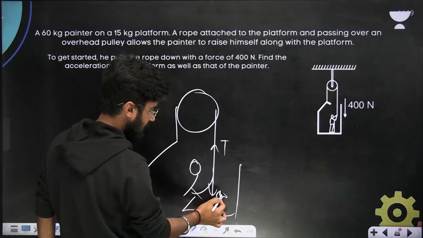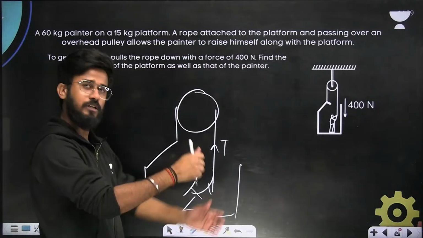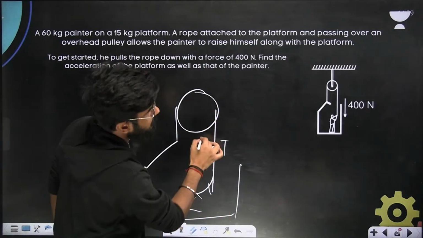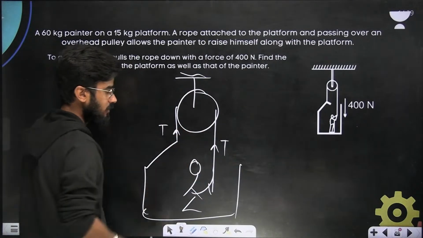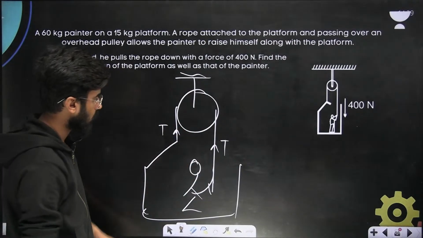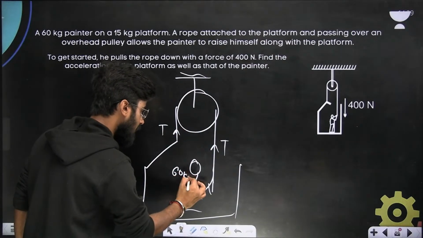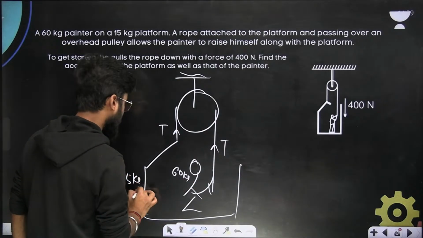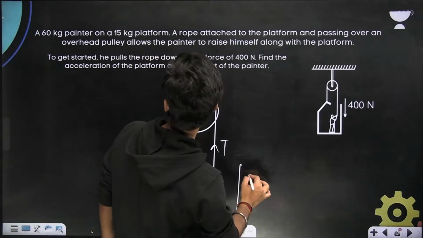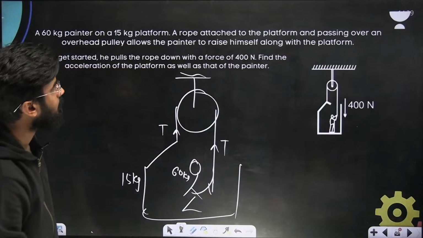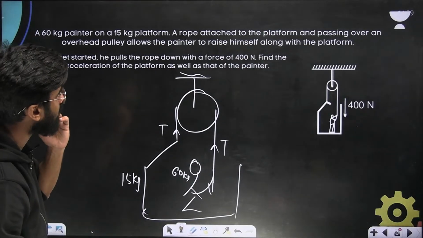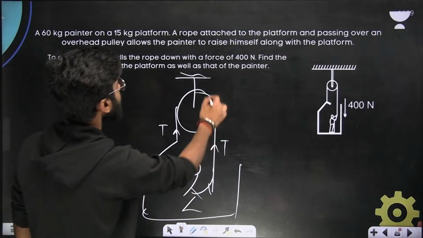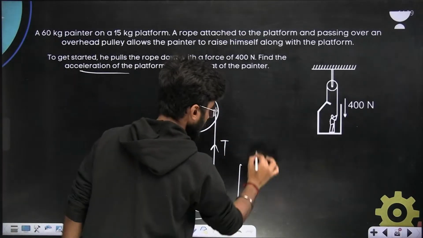So the tension is 400 Newton. This is tension, this is tension, this is tension, and this is connected. So if this is tension, this is also tension. Now this is 60 kg, this is 15 kg. Suppose the acceleration is what we have to find. So suppose the acceleration is A.